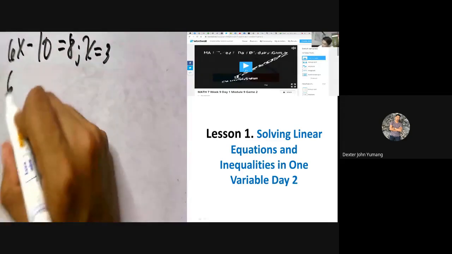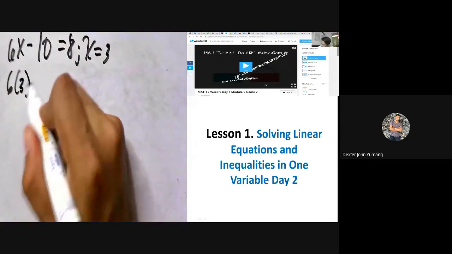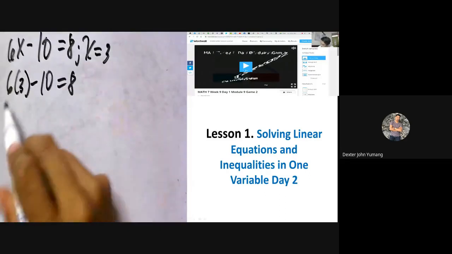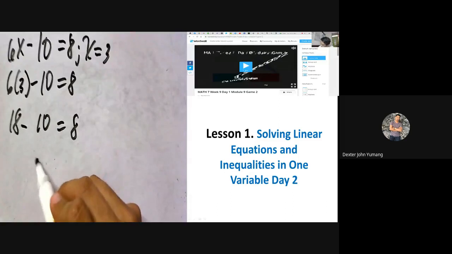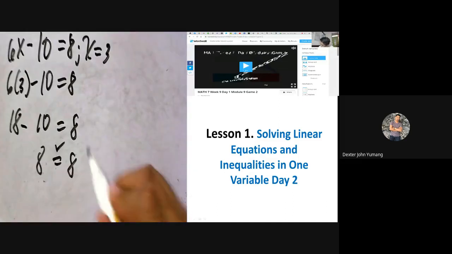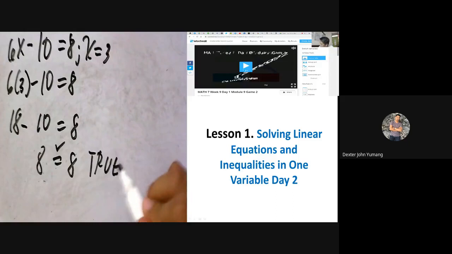So, let's reveal. 6 times 3 minus 10 equals 8. 3 times 6 is 18 minus 10 equals 8. 18 minus 10, that's 8. Is 8 equal to 8? Yes, it's true that 8 is equal to 8. So, 5 points for the complete solution.